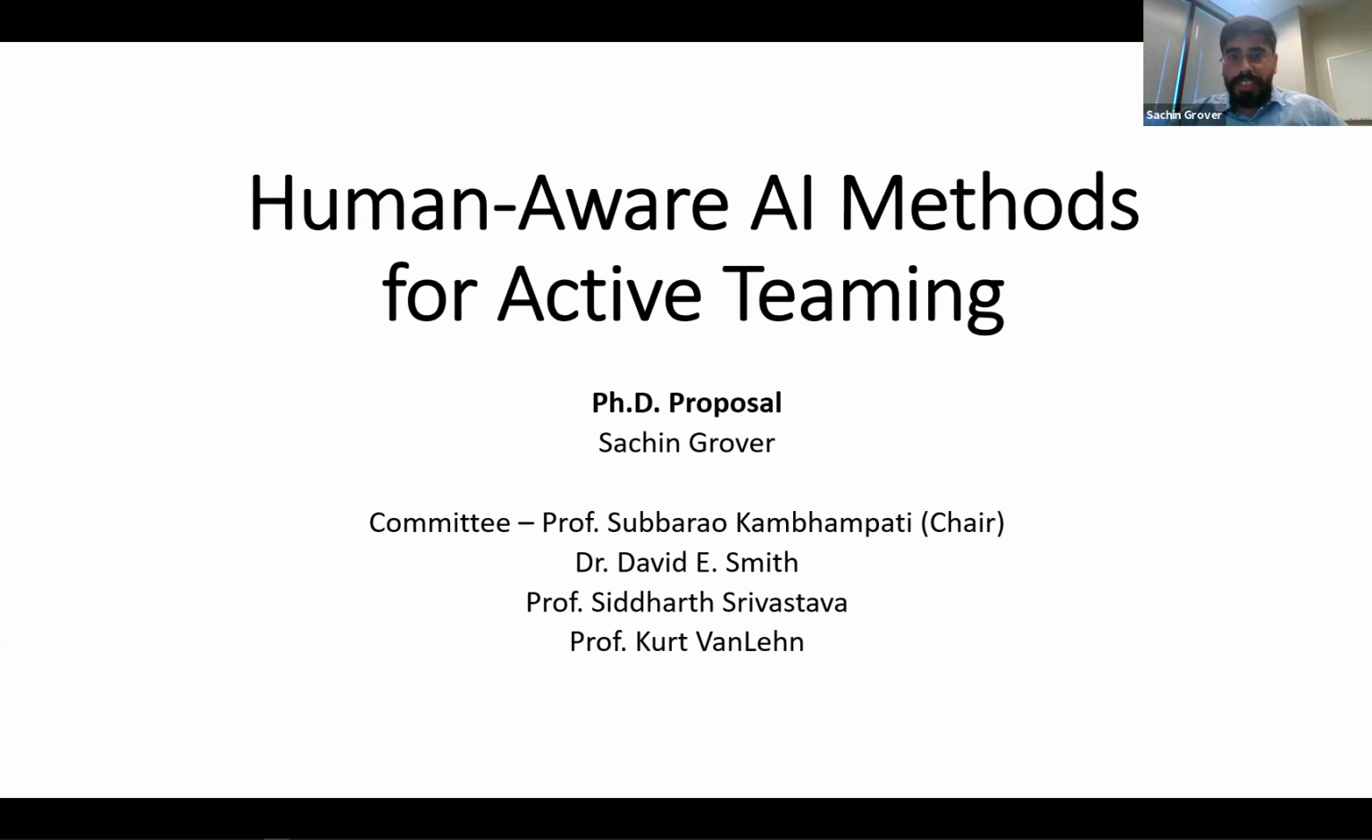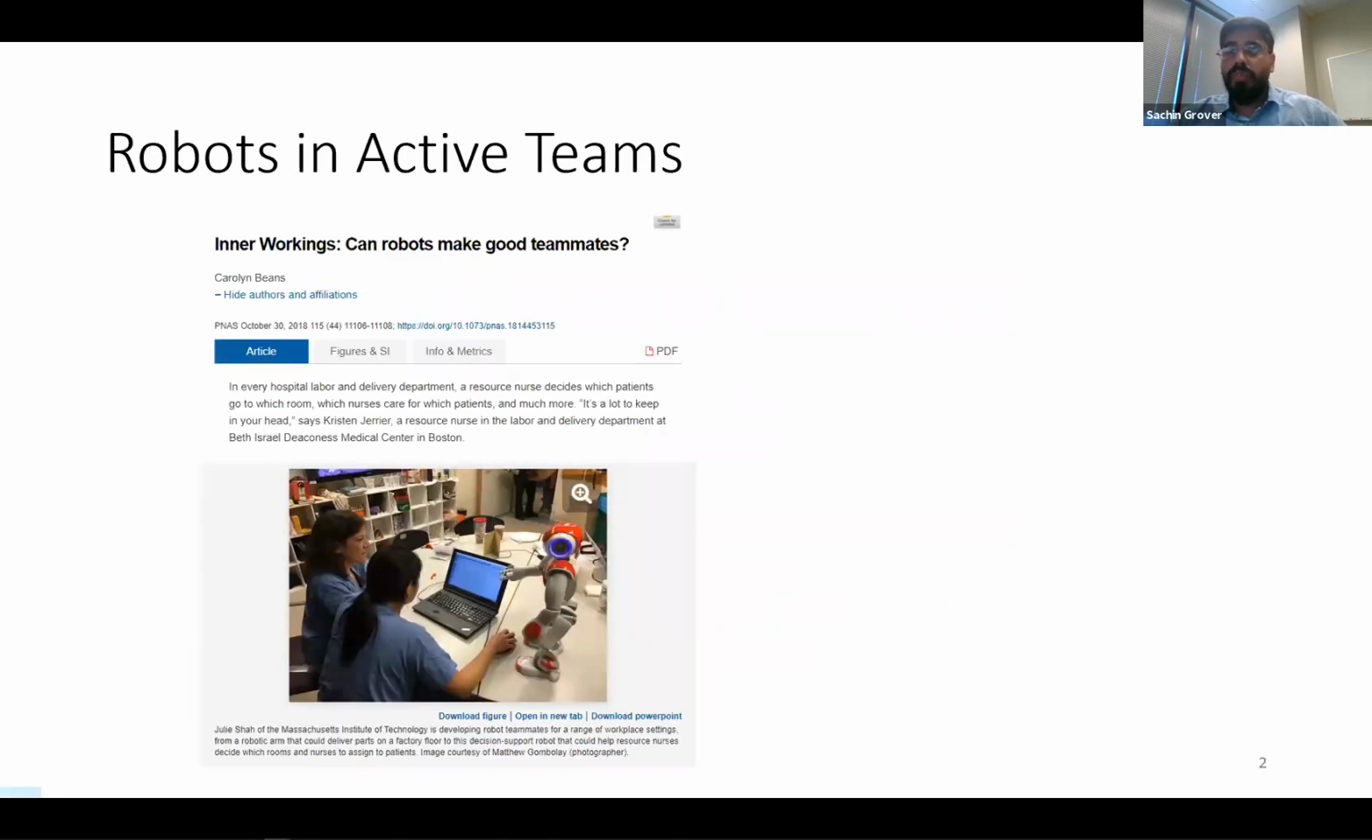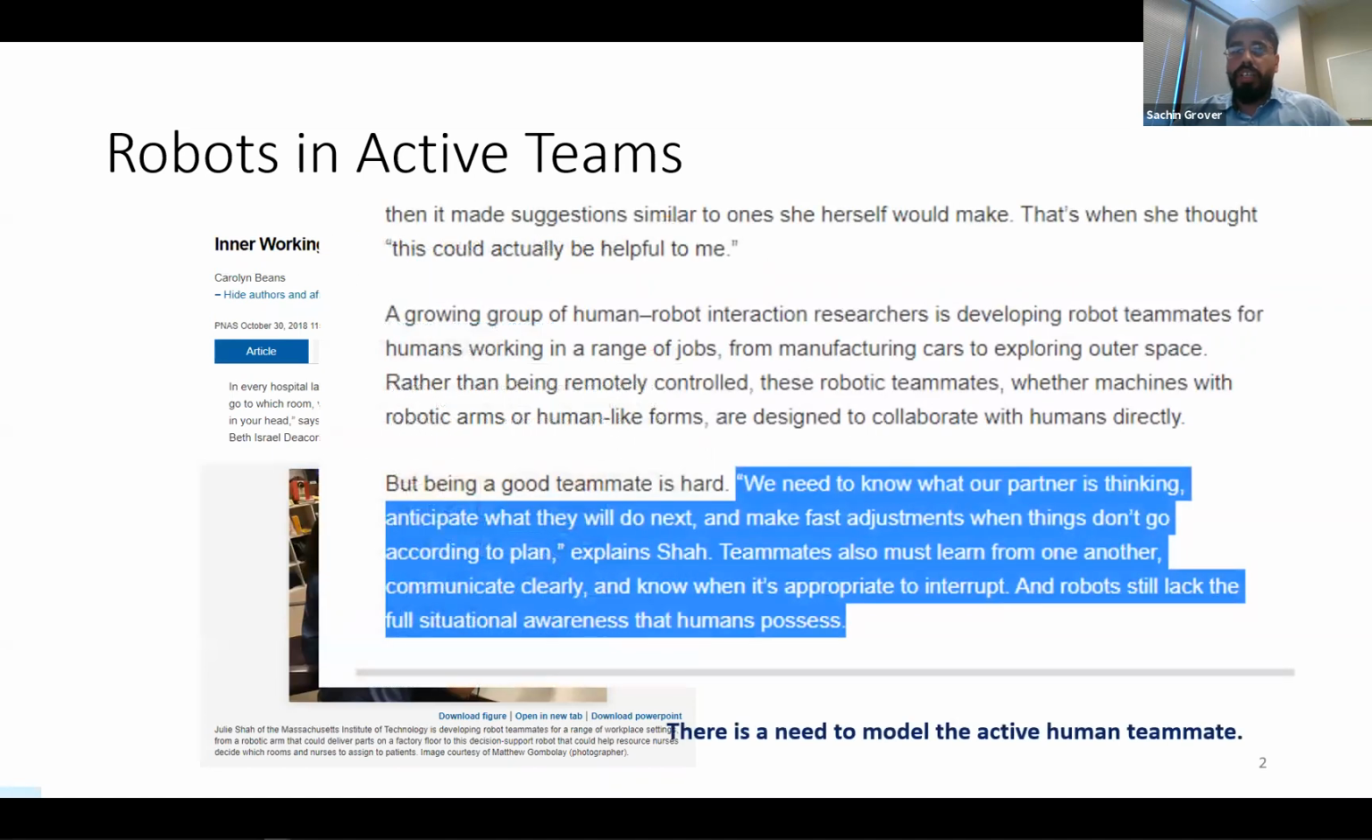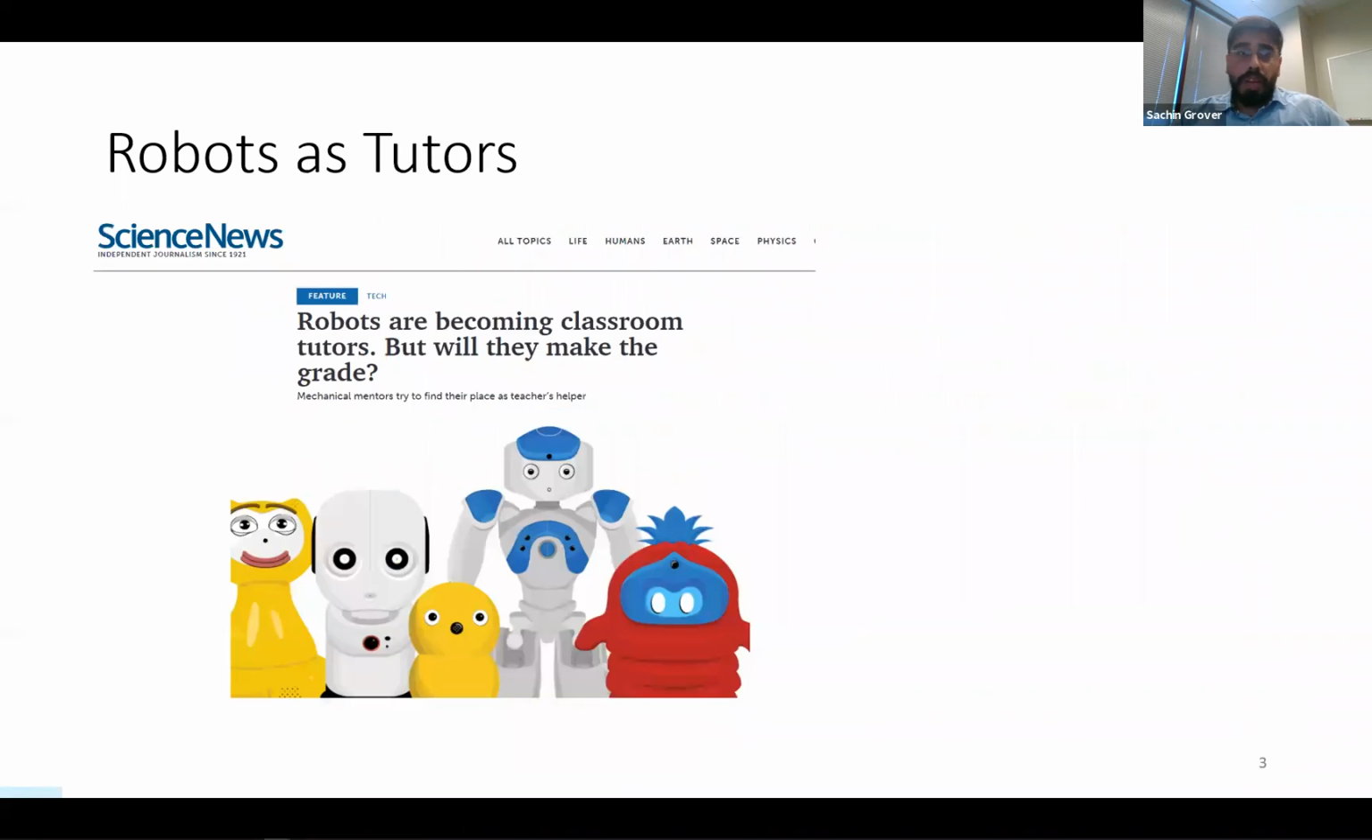So as the idea suggests, what active teaming means is that these are the environments where humans are already working and the robot wants to be a part of it. That would mean scenarios such as hospitals. There has been some research where they have been incorporated for manufacturing cars as well. But initial research has shown that there is a need to model the active human teammate.